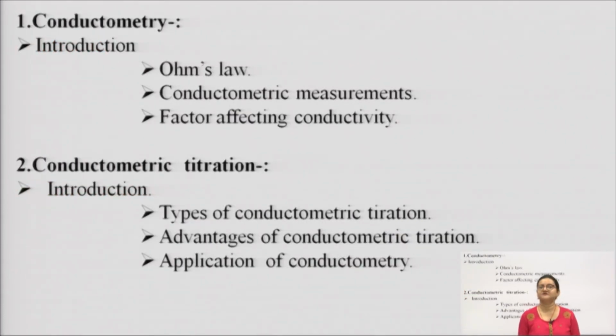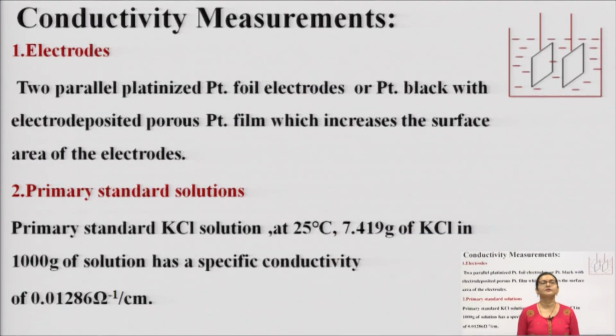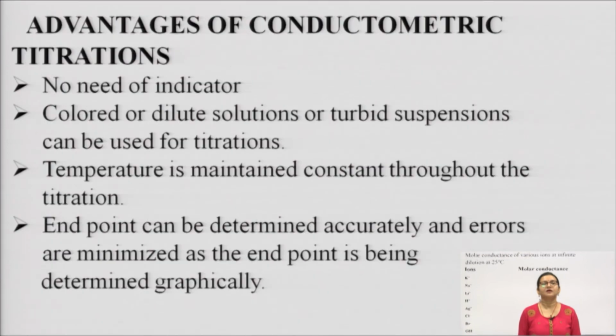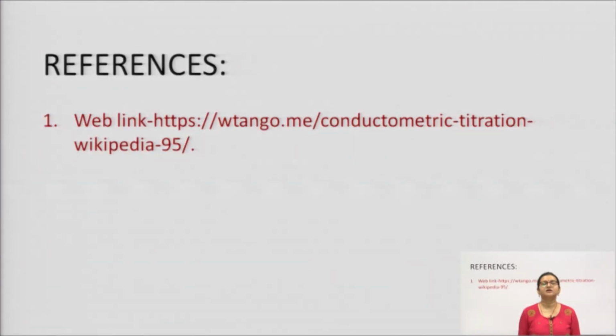The conductometric method is a very simple method and it can give very accurate results. So this was the conductometric method, in which you can determine your analytical solution with accurate results.